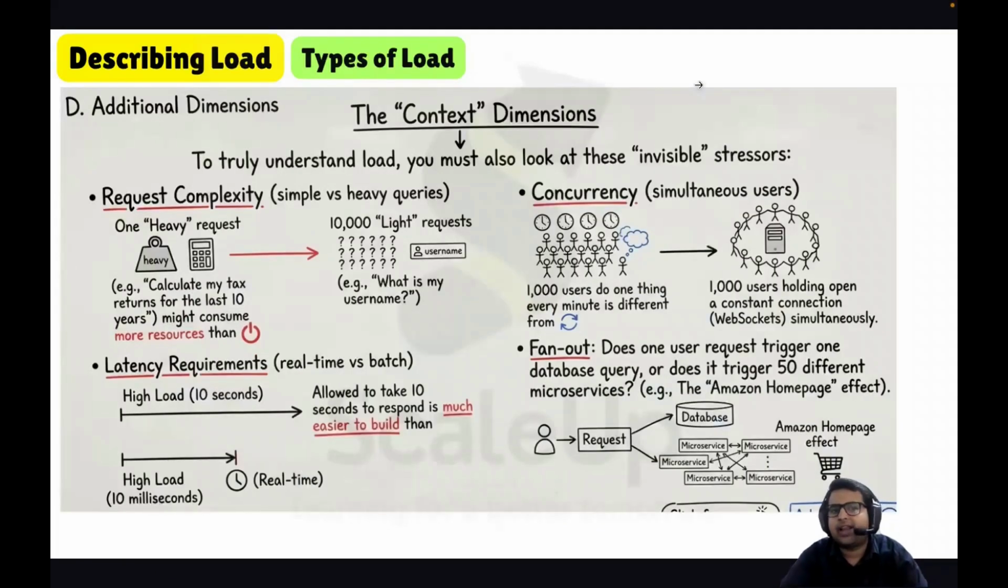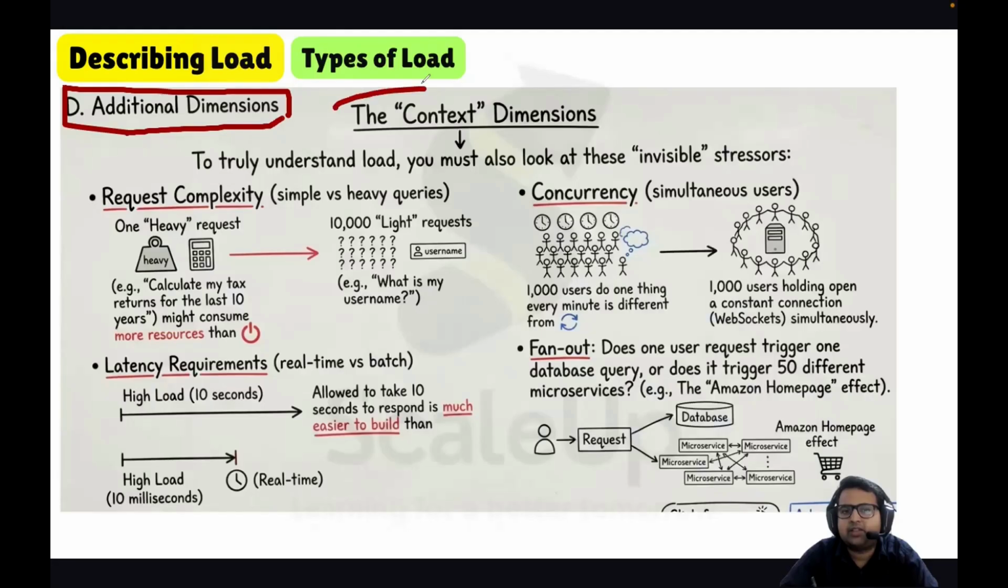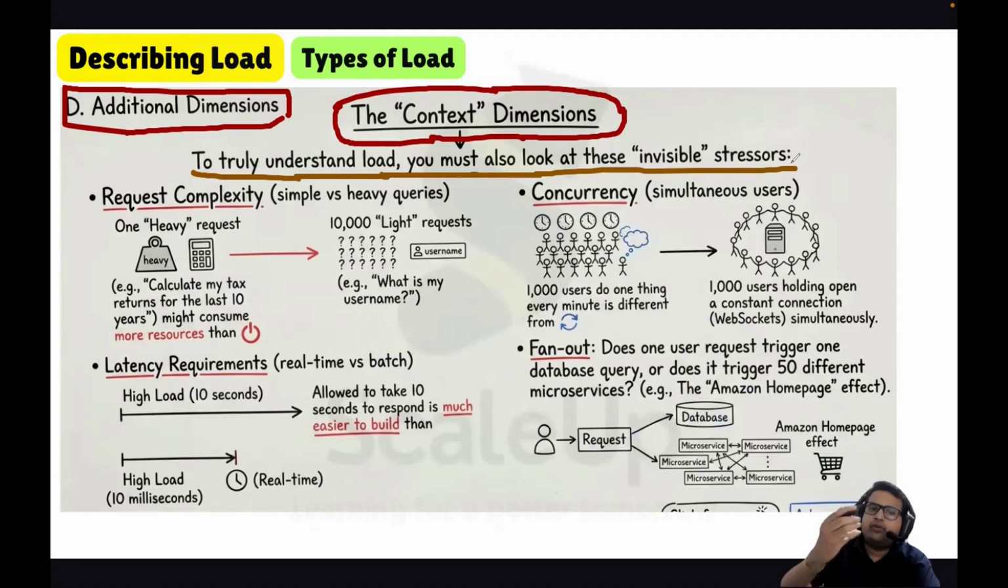Now we can also describe load using some additional dimensions, and we call those additional dimensions context dimensions. The idea is that to truly understand load, you must also look at these invisible stresses. So now we will discuss some additional types of loads which our system may come across. So let us understand those context dimensions.